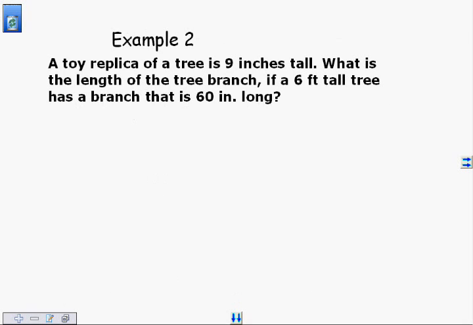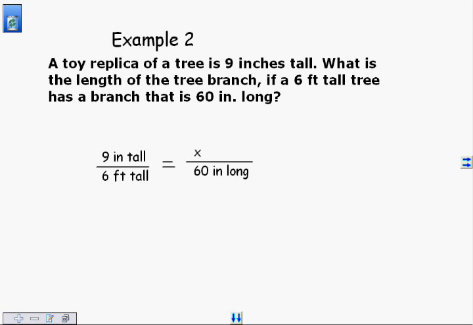So here's another example. There's a little bit of dimensional analysis in here. So let's see if you catch on to that. Press pause and try this one. Okay, so a toy replica of a tree is 9 inches tall. What is the length of the tree branch if a 6-foot tall tree has a branch that is 60 inches long? So what we have here is a toy, and then we have the tree. The toy is 9 inches tall, whereas the tree is 6 feet tall.